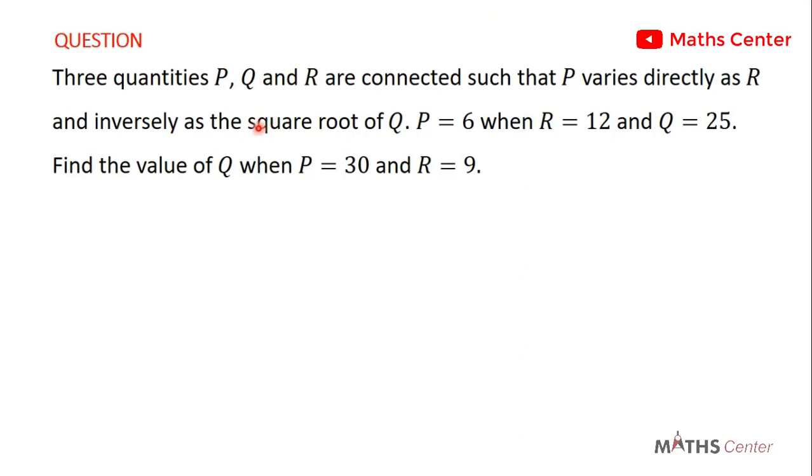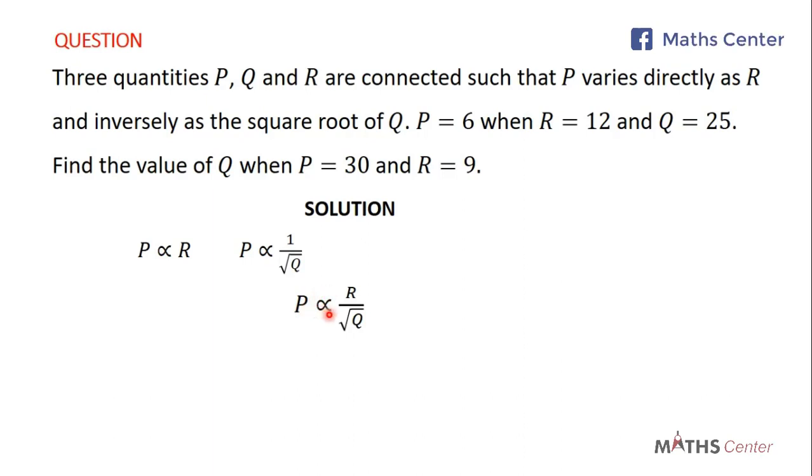So we have been given three quantities, and these three quantities are in a joint variation, and the connection is such that P varies directly as R and the same P varies inversely as the square root of Q. So for the first case, P varies directly as R, so P is proportional to R, and P varies inversely as the square root of Q, so P is proportional to 1 divided by the square root of Q. Since this is a joint variation, we have to join these two, and if you join them, you have P is proportional to R divided by the square root of Q.